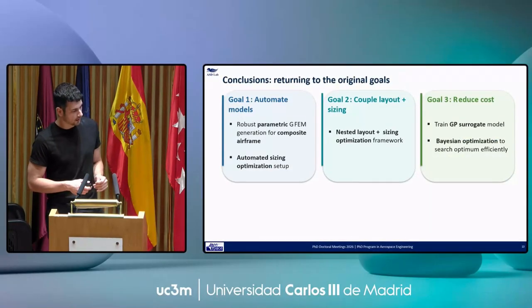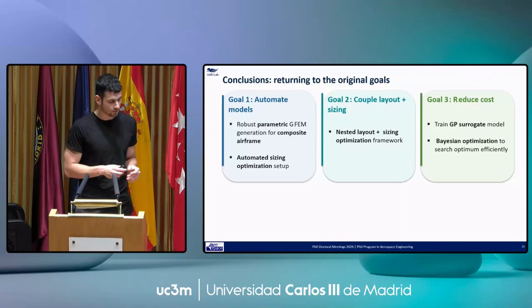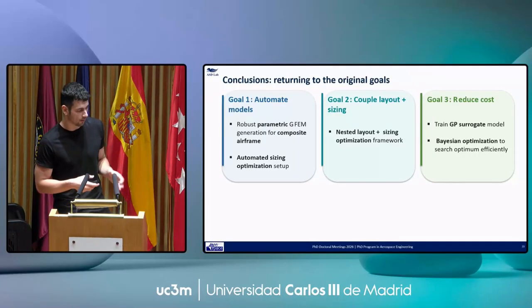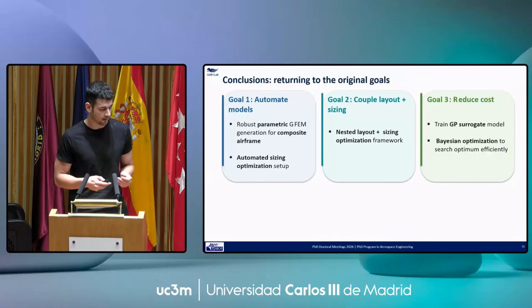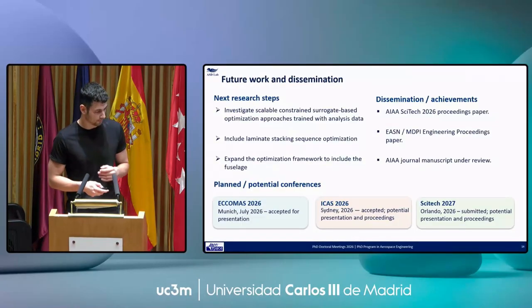So to conclude, we return to the original goals, and for the automation part, we created the parametric GFEM generation tool. We also introduced a nested optimization for the coupled layout and sizing problem, and we reduced the cost by training a surrogate and implementing Bayesian optimization.